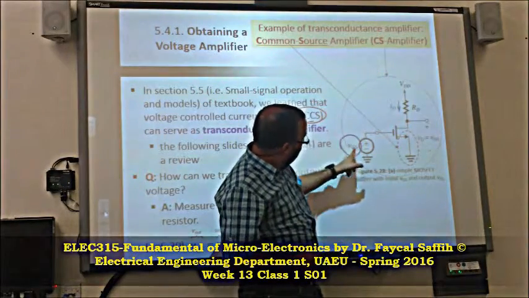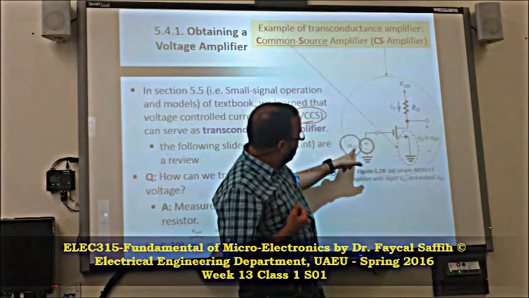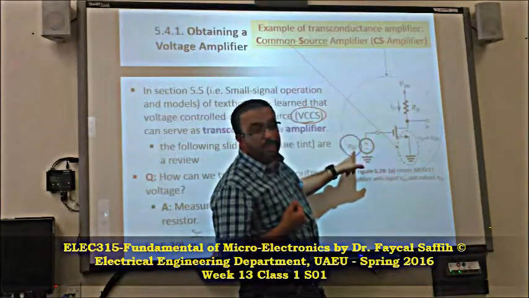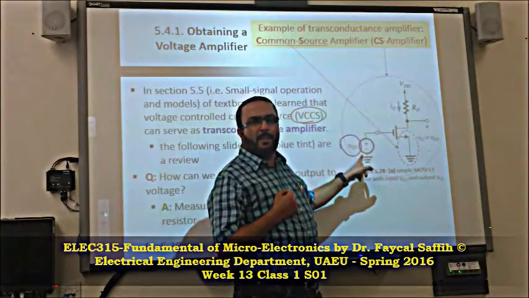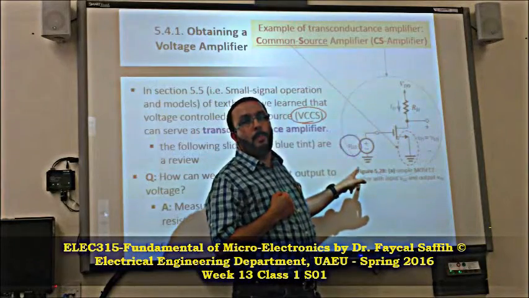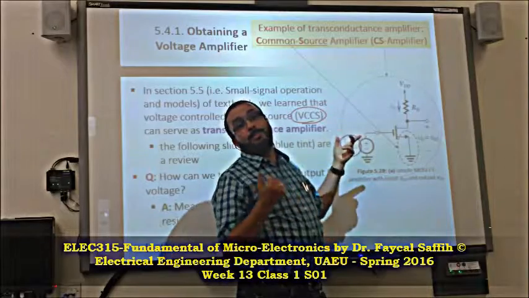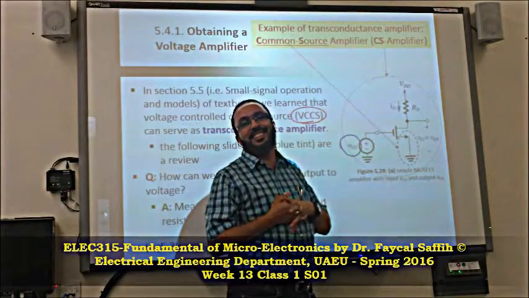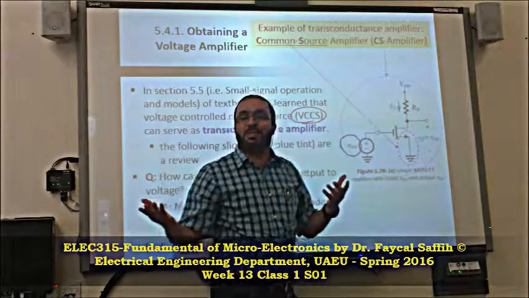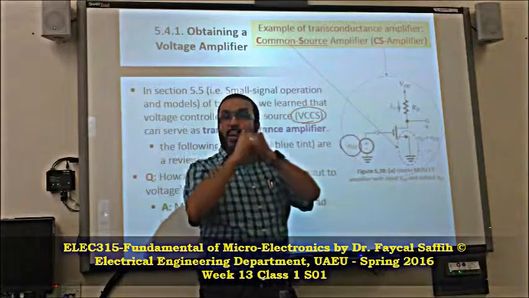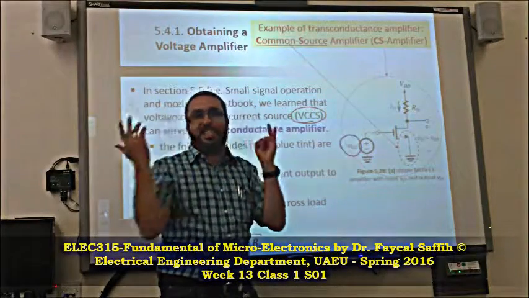This amplifier is composed of this input voltage. What do you see, is it AC or DC? It's AC. How did you know that? The v small, v_gs. But that's not AC, it's the total. Very good. That means this source is providing a DC voltage and an AC voltage.